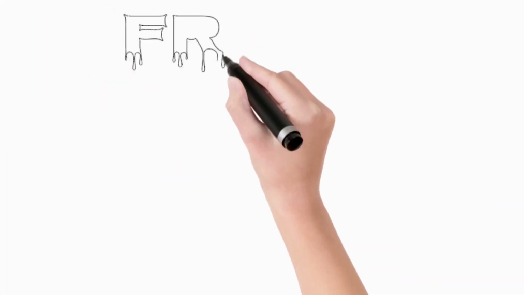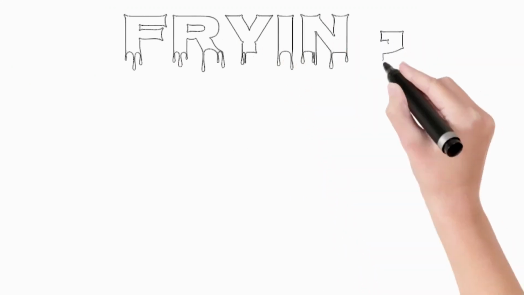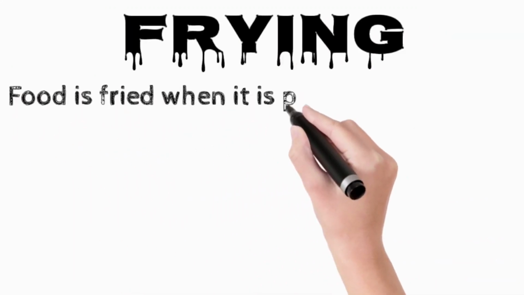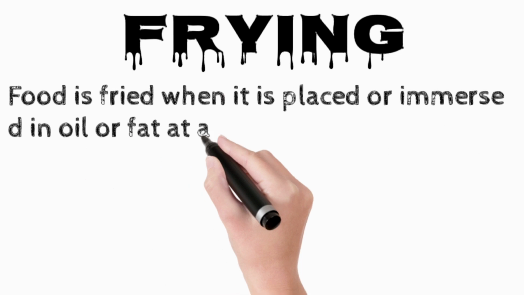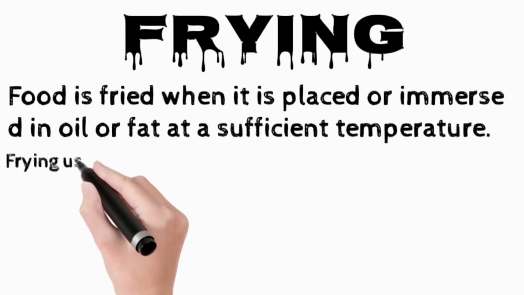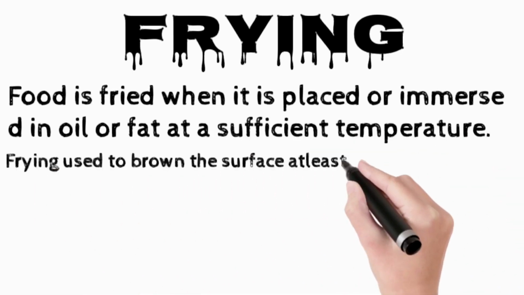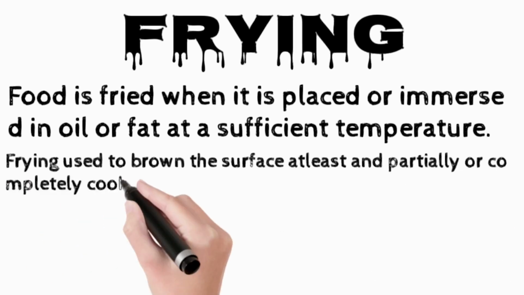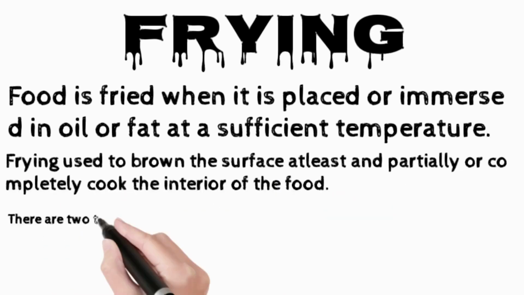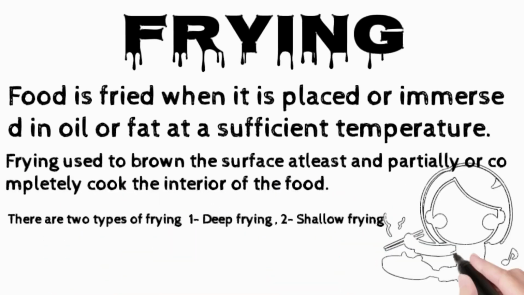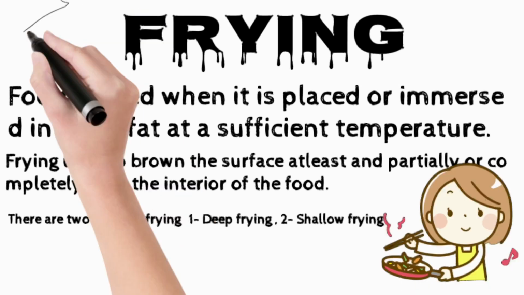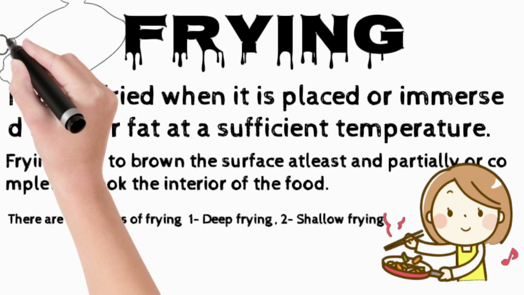Frying. Food is fried when it is placed or immersed in oil or fat at a sufficient temperature. Frying is used to brown the surface at least and partially or completely cook the interior of the food. Frying adds flavor to otherwise bland and tender food. It also creates a crisp, crunchy texture. There are two types of frying: 1. Deep frying, 2. Shallow frying.